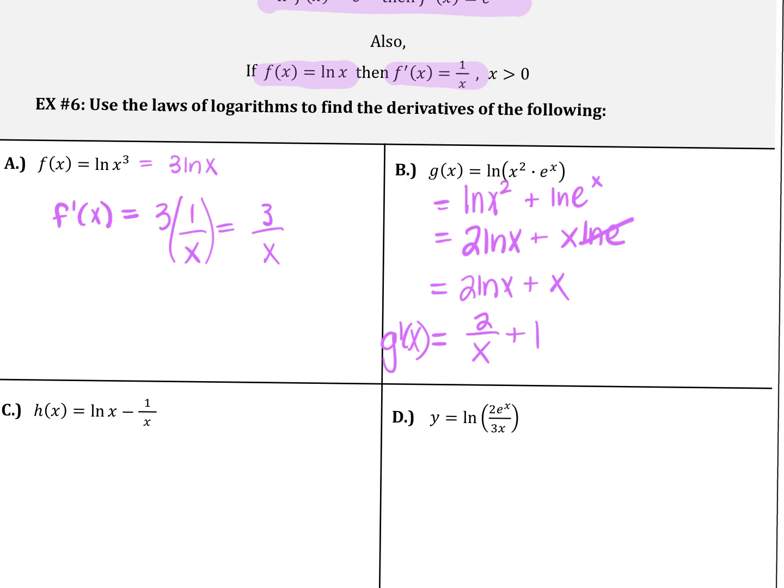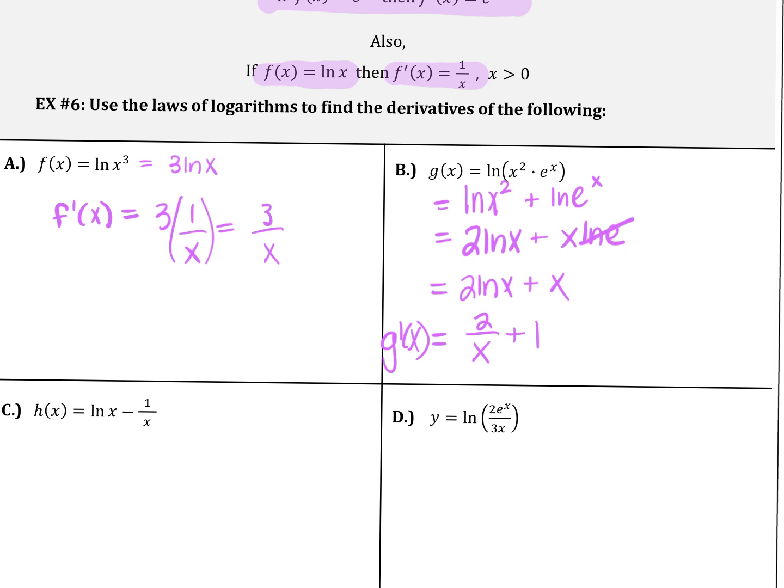Exactly. Good job. So it's basically 2 times 1 over x, so it's 2 over x. It's your number over x every time. And then the derivative of x is 1. Okay? Alright, we got it. That's the end.